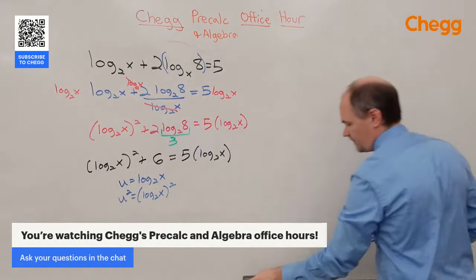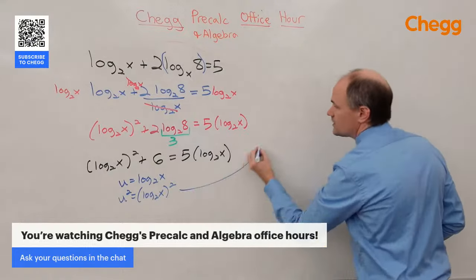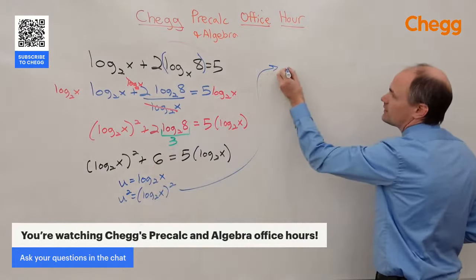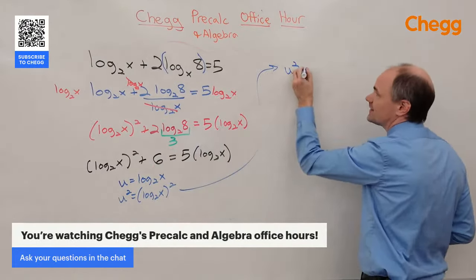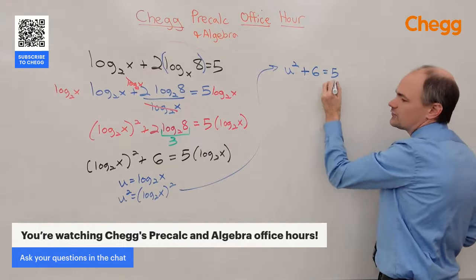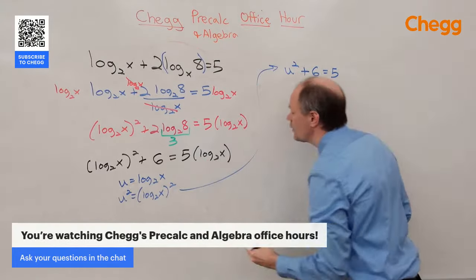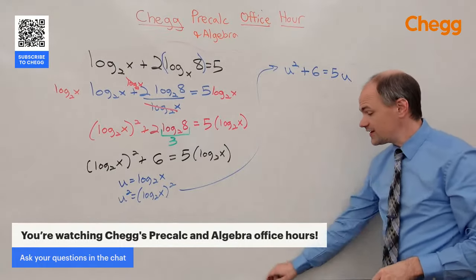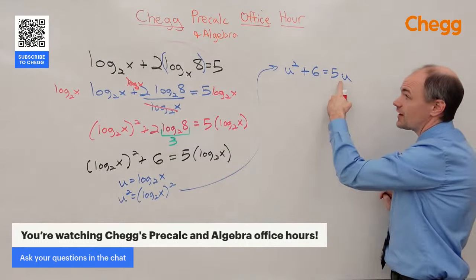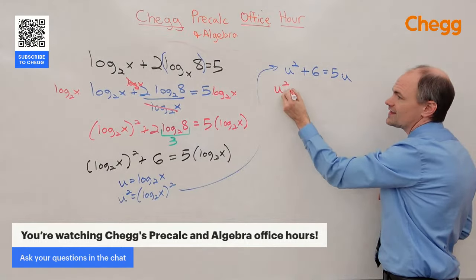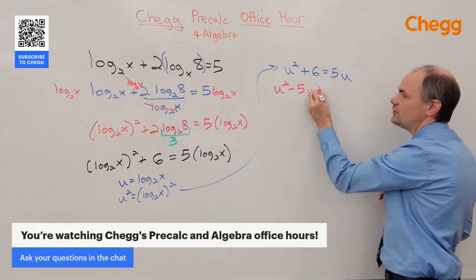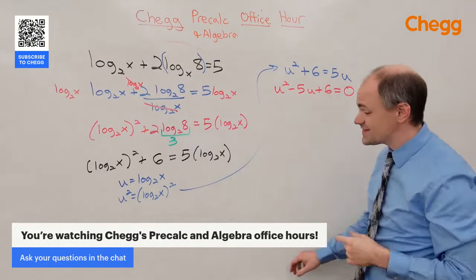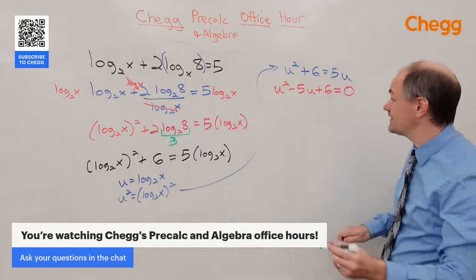Move over here, which means log base 2 of x squared is u squared plus 6 equals 5 times log base 2 of x. We know that's equal to our u. This is just a basic quadratic equation. We can solve it by subtracting those 5 u's from both sides, and we get u squared minus 5u plus 6 equals 0. And this factors quite nicely.